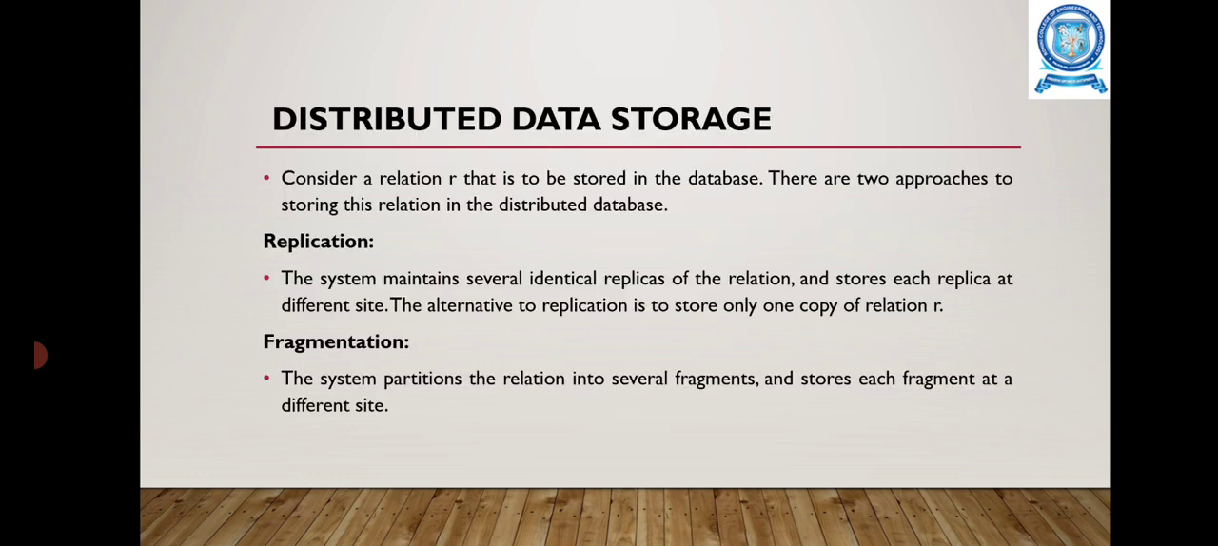Consider a relation R that is to be stored in the database. There are two approaches to storing this relation in the distributed database. First one is replication, then second one is fragmentation. Replication means the system maintains several identical replicas of the relation and stores each replica at different sites.